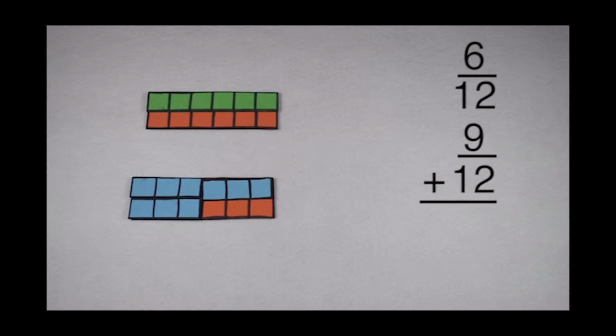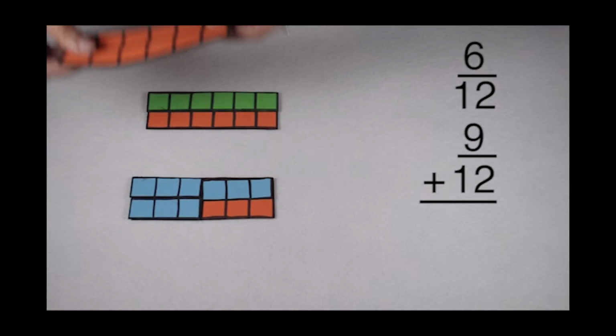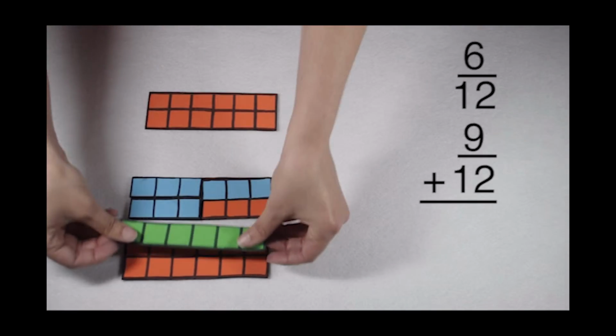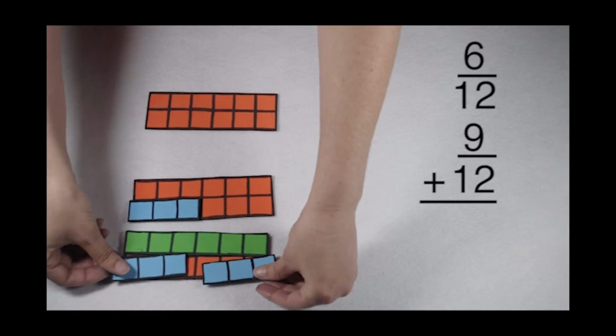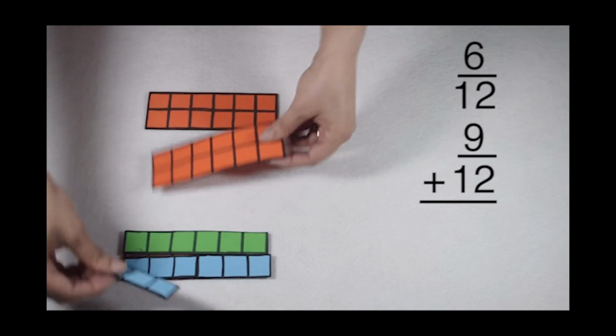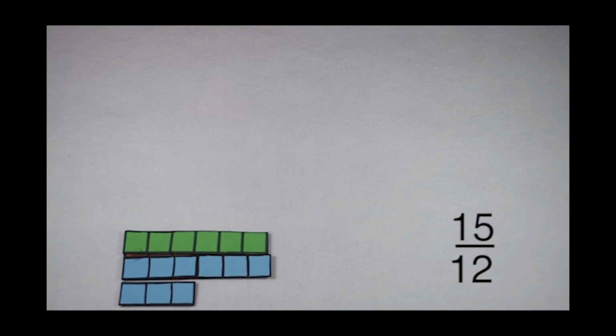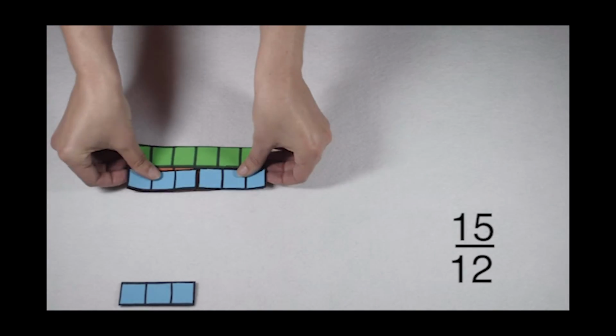Since we now have our common denominator, we can go ahead and add our numerators together. 6 plus 9 is going to give me a total of 15. So right now, our sum is 15/12.